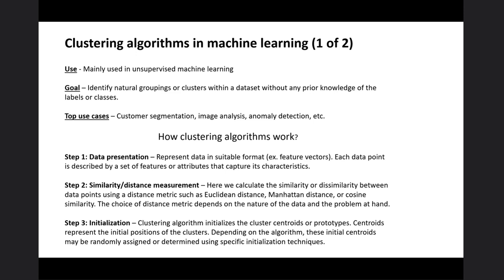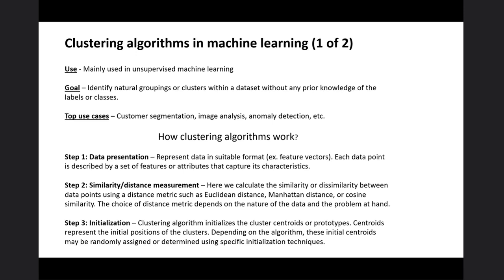Now if I talk about how clustering algorithm works, there are certain steps which are followed. The first step in the clustering algorithm is the data presentation. The data that we have is presented in a suitable format, for example, feature vectors. Here each data point is described by a set of features or attributes that capture its characteristics. We do not have the labels here, but the data is set as a set of features or attributes, and that is sufficient to talk about its characteristics.